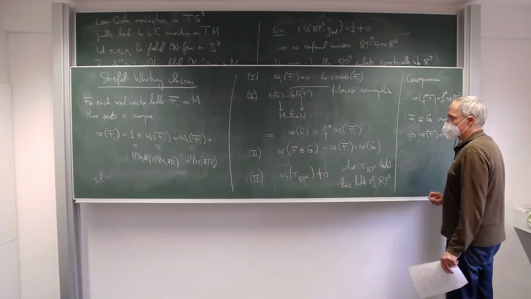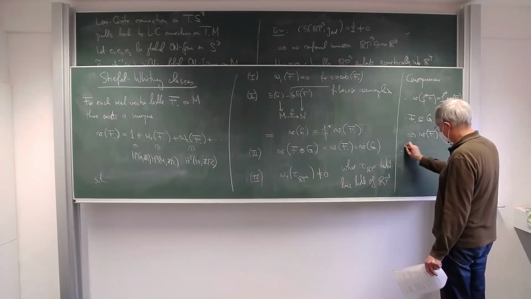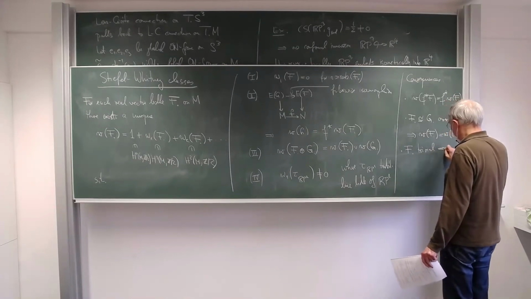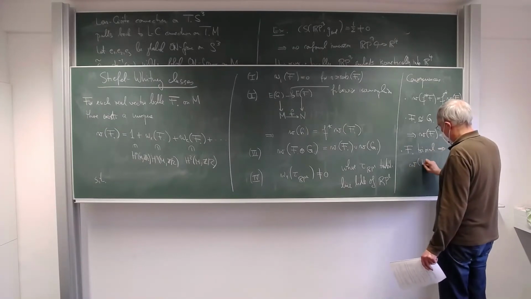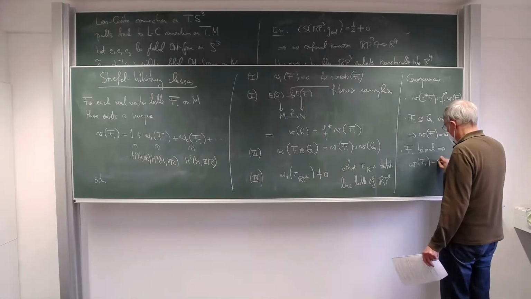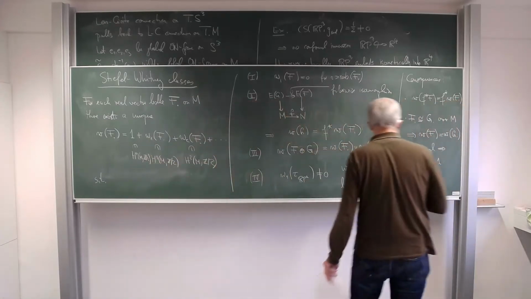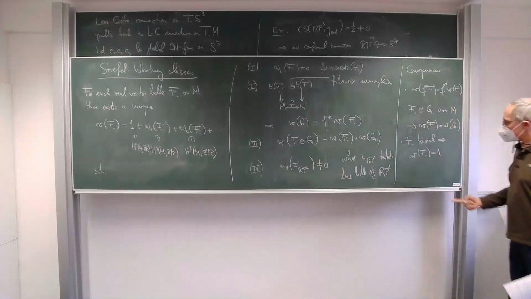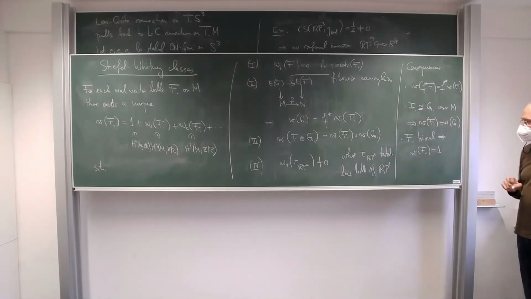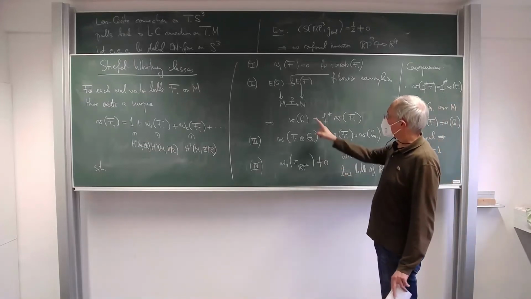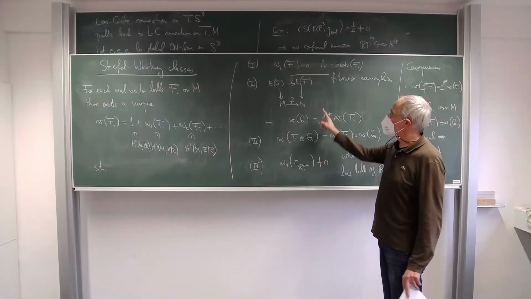Another consequence is that if your bundle is trivial, then the Stiefel-Whitney class is trivial too. It contains only this H0 part, 1. Why is that? Well, if the bundle is trivial, you can again use this condition 2.